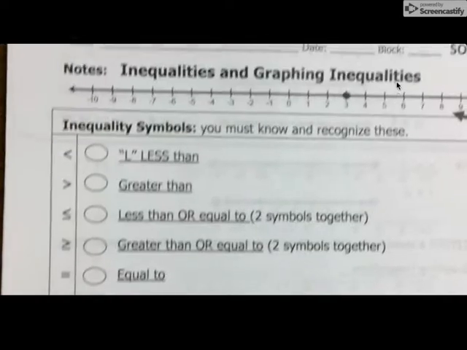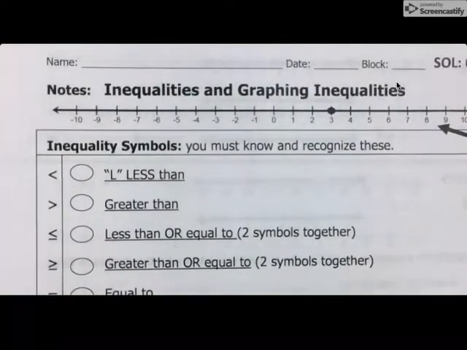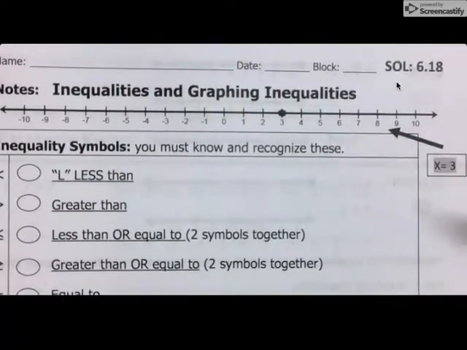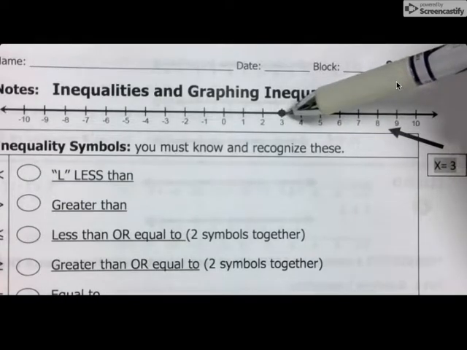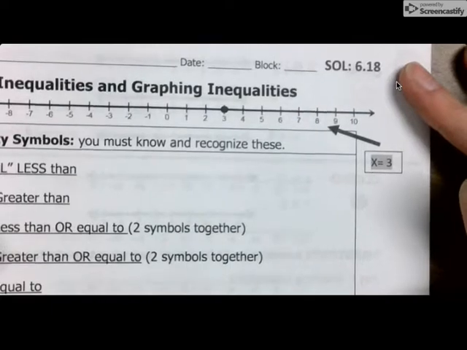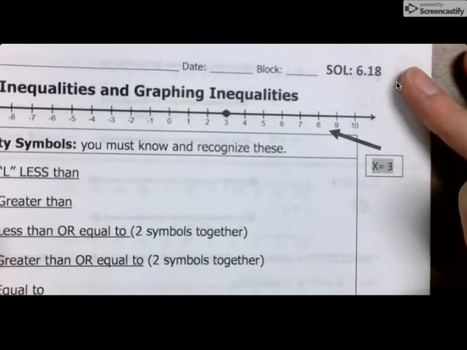All right, so as you can see, we are doing inequalities, and it's not a heck of a lot different than what we've been doing, but I wanted to make sure we took a little bit to make sure we're good on this. So when looking at this first part, it says inequalities and graphing inequalities. Do you see how there's a number line and you have a dot on 3? That means that x equals 3. Just x equals 3, nothing more.